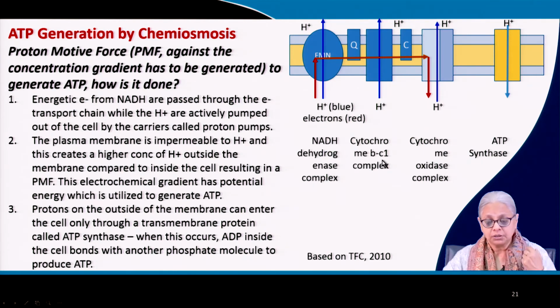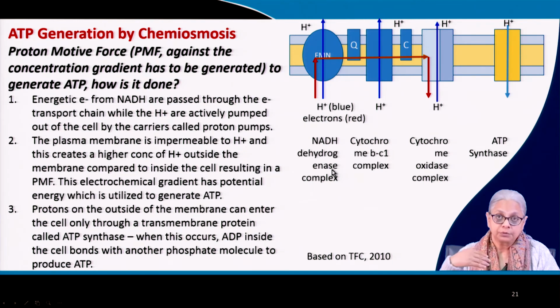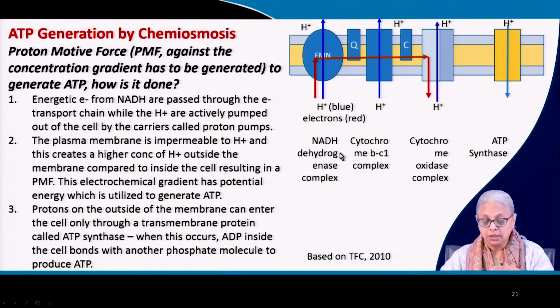So NADH is the starting point. The NADH gives up a proton and an electron, and both of them are transported. So the red lines show you the transport of electrons and the blue lines represent protons. And in the first 3 complexes, you get the pumping of protons out of the cytoplasm. So the bottom part is the cytoplasm, and the top part is the outside of the cell, and these protein complexes are pumping the protons out of the cytoplasm.